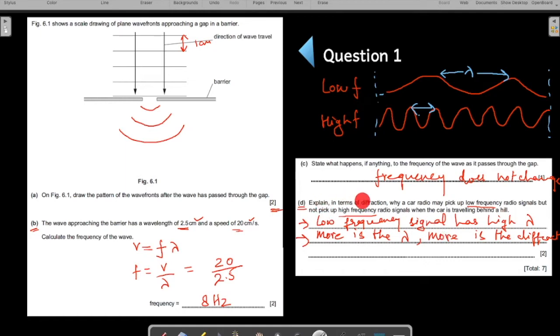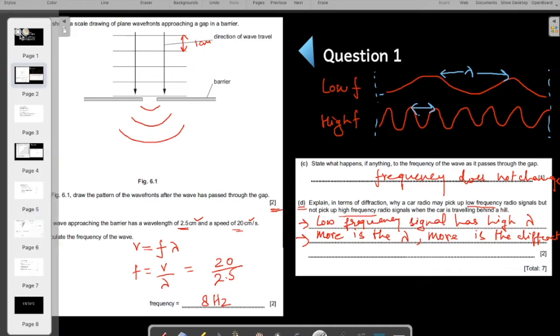So explain in terms of diffraction why a car radio may pick up a low frequency signal but not a high frequency signal when the car is traveling. Why? Because low frequency signal has high wavelength. More is the wavelength, more is the diffraction. We have given 2 valid points and it's a 2-mark question. You'll score full marks in this question if you write your answer this way. If you give 2 valid points, you'll score full marks here.